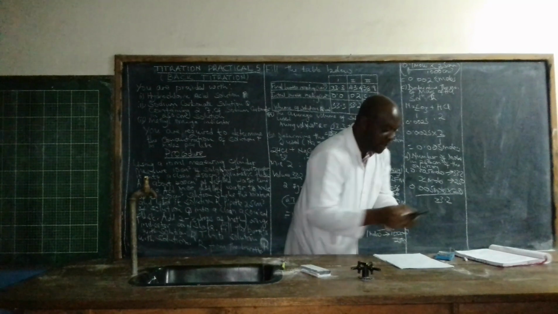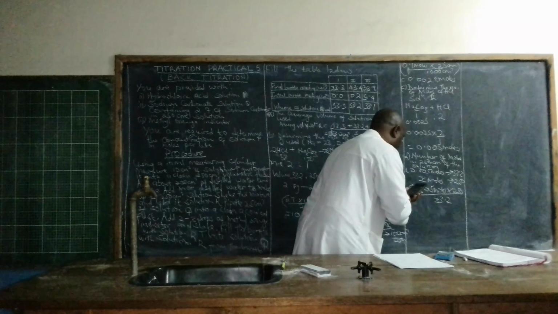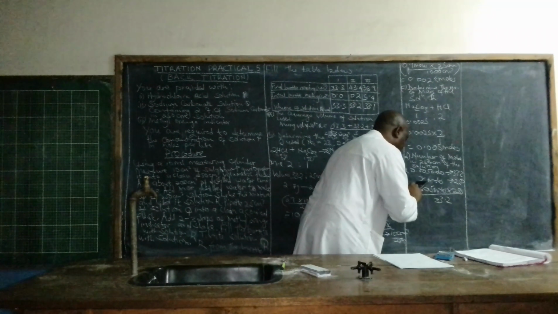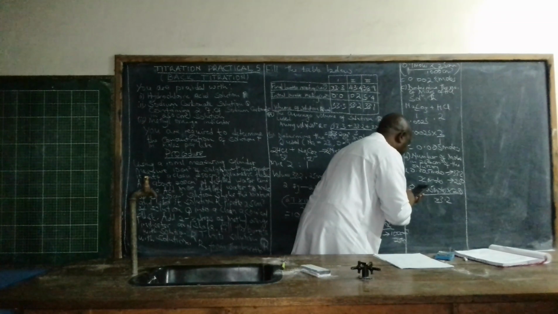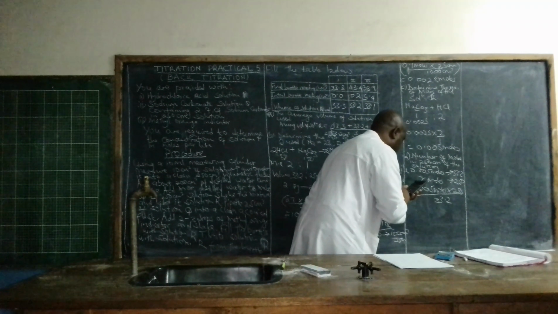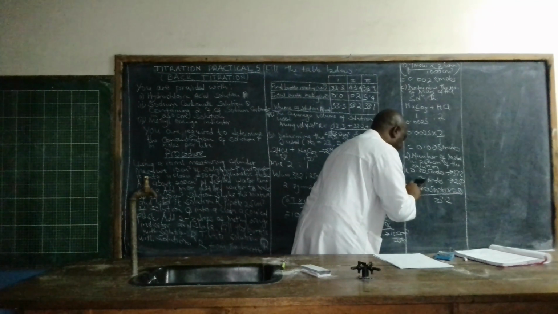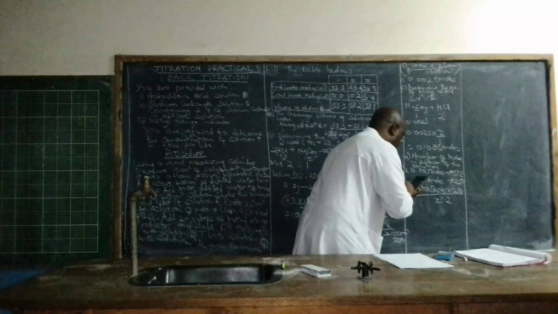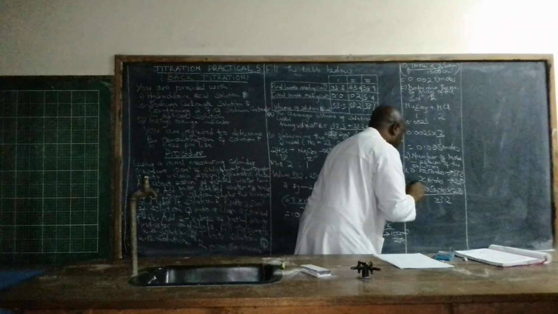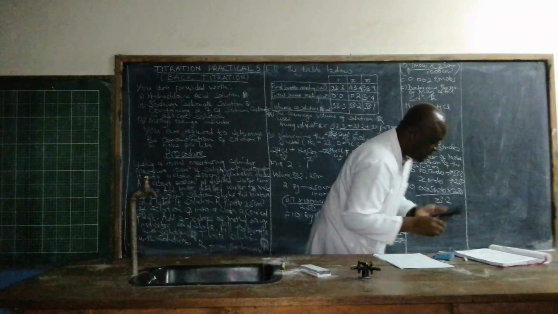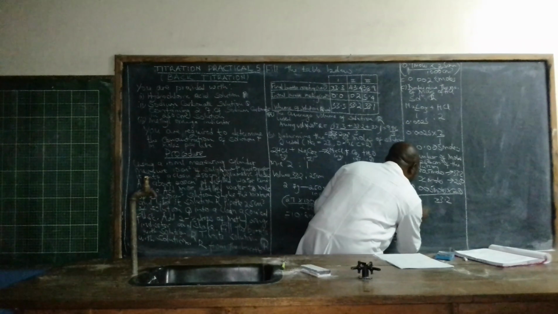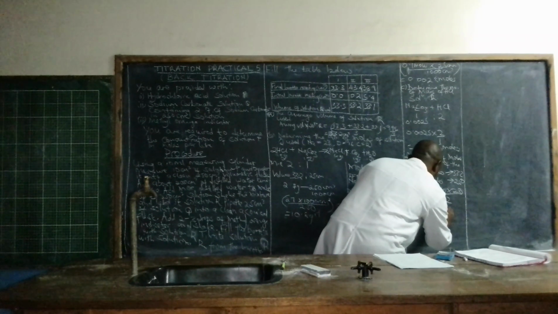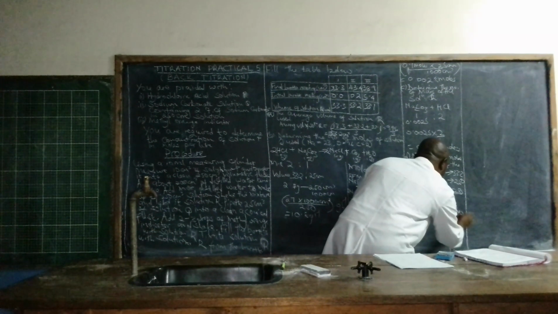So we go back to our calculator very fast, and then we do it like this: 0.005 times 250 divided by 33.2, which is going to give us 0.037 moles. We have answered that.